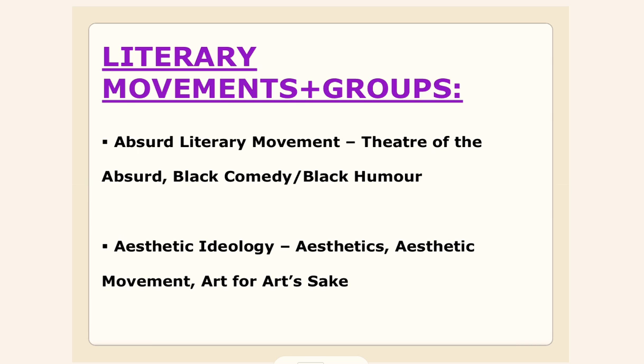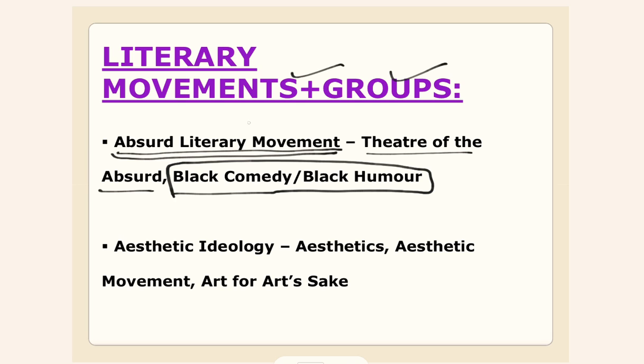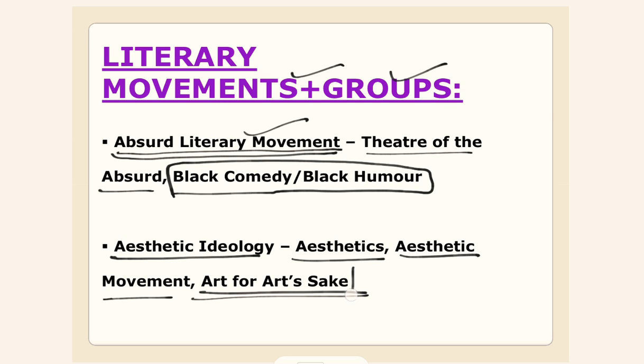Now moving to a very important topic, literary movements and groups which are prescribed and discussed in M.H. Abrams' book. Let's see one by one. Absurd literary movement. Here, theater of the absurd, black comedy and black humor are associated with this term. On this topic, I will discuss in a separate lecture series. Next, aesthetic ideology. It is also a movement. Aesthetics, aesthetic movement, art for art's sake.